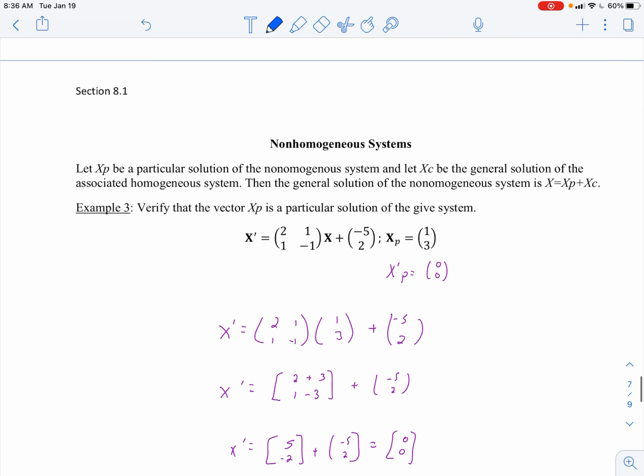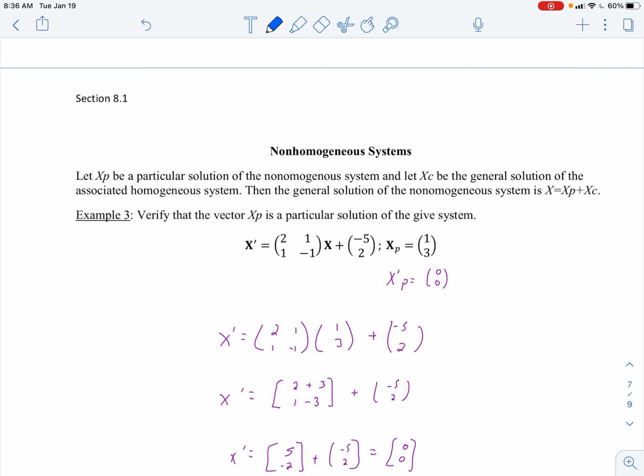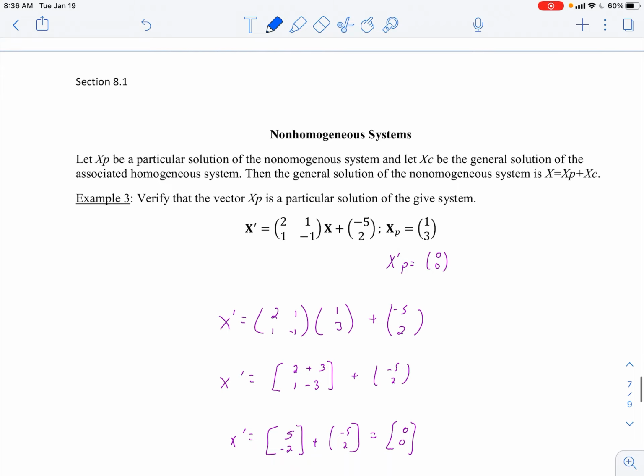Alright, the last example is when we're dealing with a non-homogeneous system. Let x sub p be a particular solution of the non-homogeneous system, and let x sub c be the general solution of the associated homogeneous system. Then the solution of the non-homogeneous system is x equals x sub p plus x sub c. Again, nothing different from past chapters. We're going to have the combination to get the general solution.